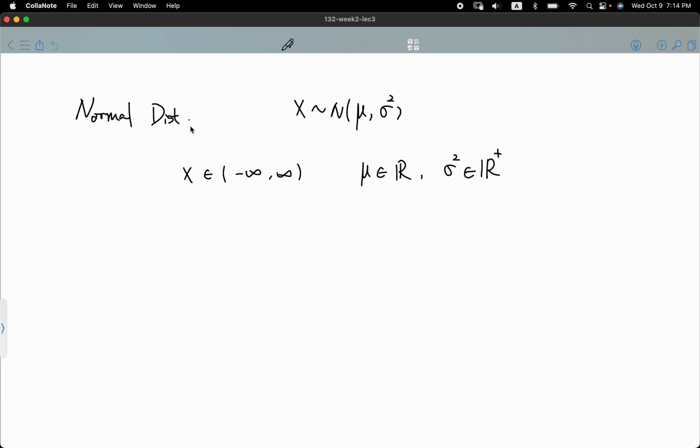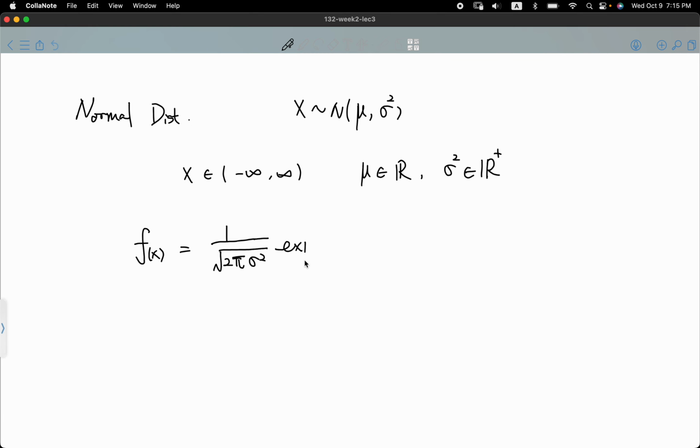And now I'm going to provide the probability density function for the normal distribution. So I'm going to write f of x. This is 1 over the square root of 2 pi sigma square.